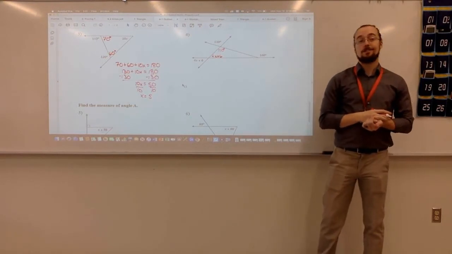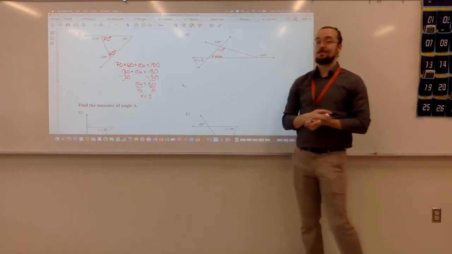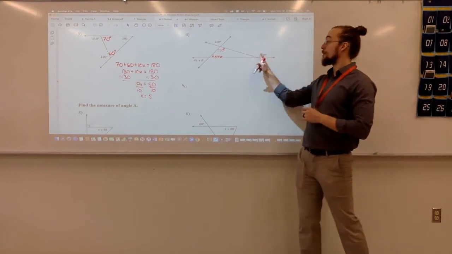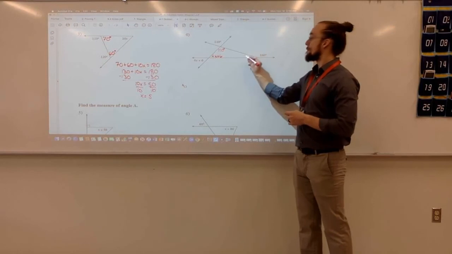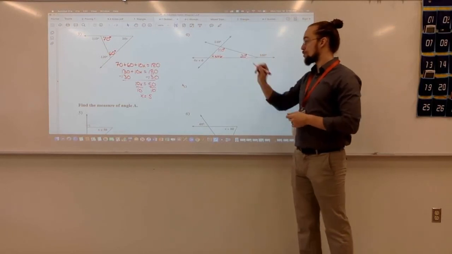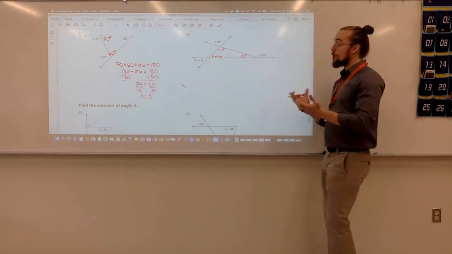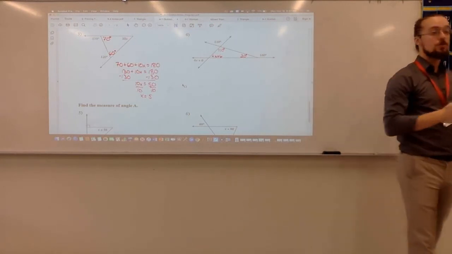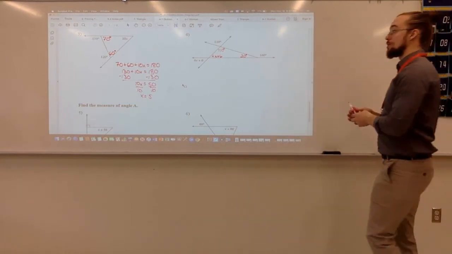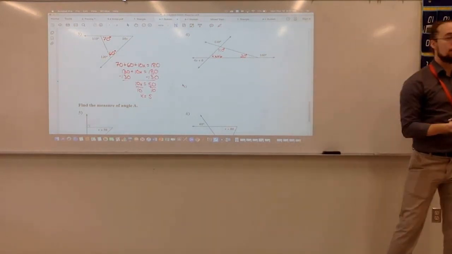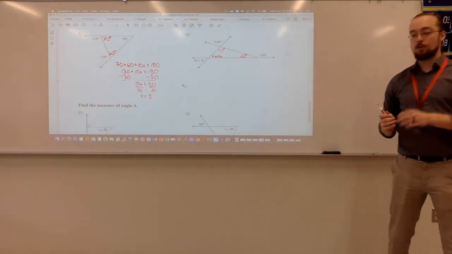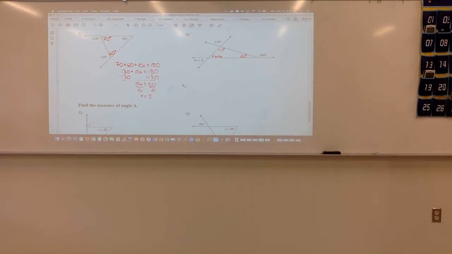Oh, wait a minute, no. Now this one is a linear pair. So for this one we would do 180 minus 160 to get 20. So we're using vertical angles and linear pairs here to find the angles inside of a triangle. Now we can set up our equation. So you guys go ahead and set up your equation here to find x.